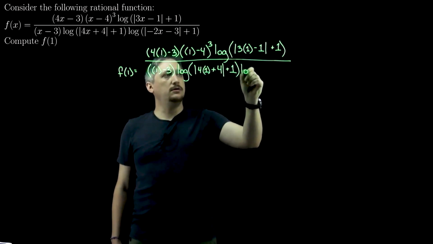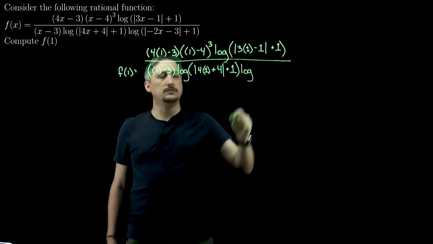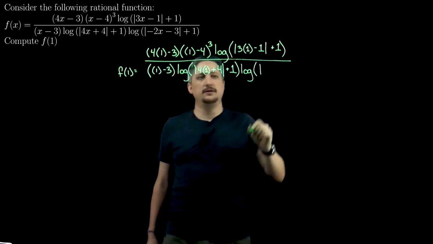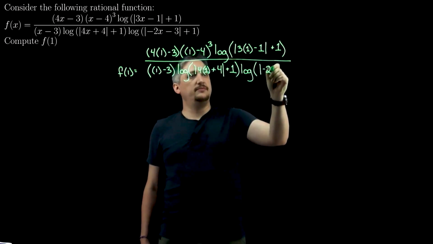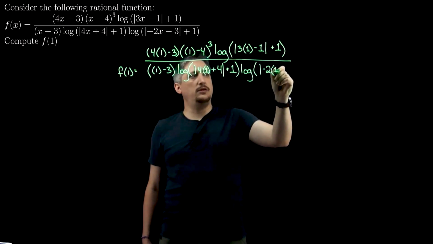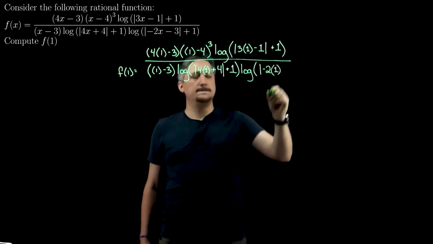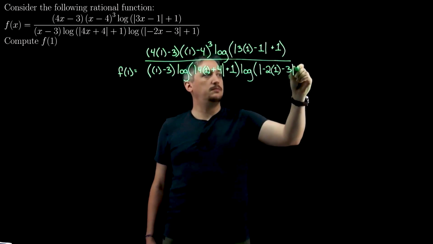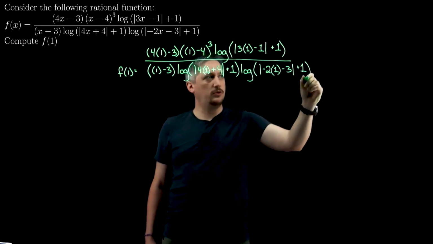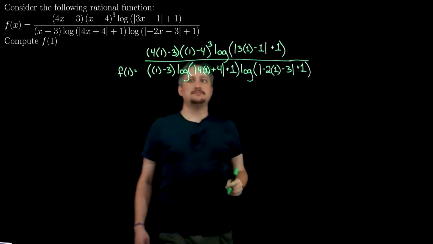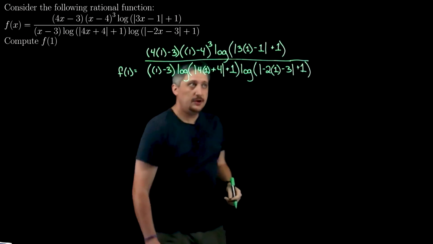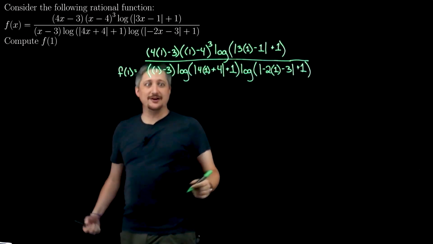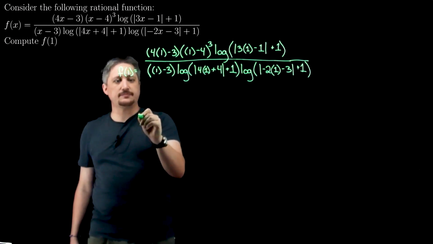and then log open paren absolute value minus 2 times x, where x is 1, minus 3, close absolute value, plus 1, close paren. Okay, so one piece at a time, right? So now we're going to do that again, one piece at a time.